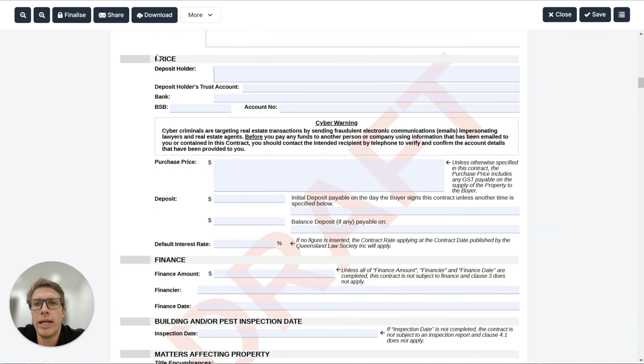So here, this is where it gets in a bit more detail about the price and so on and so forth. So price, and the deposit holder, that's going to be the real estate agent. So the deposit holder will be Bribie Island Real Estate.